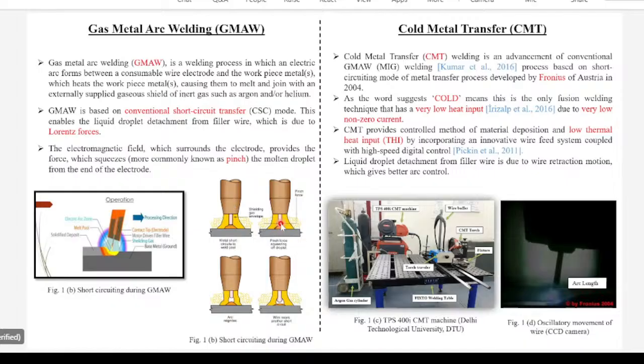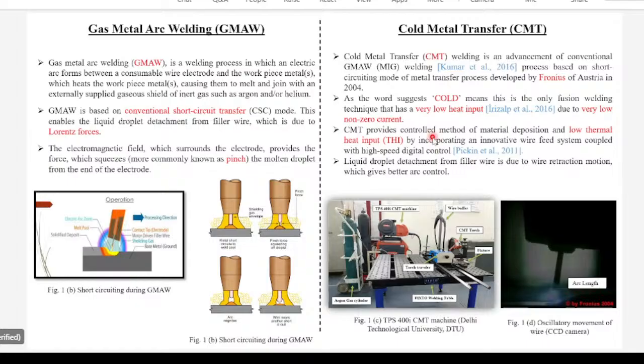So this is responsible for the droplet detachment, and the higher heat input concept is there in GMAW as compared to CMT. I will show the current and voltage waveforms in the next slide. CMT is a patented technology by Fronius of Austria in 2004. They have patented it, and as I have already told, cold doesn't mean it's a cold melt pool. It's a very low heat input transfer due to very low non-zero current.